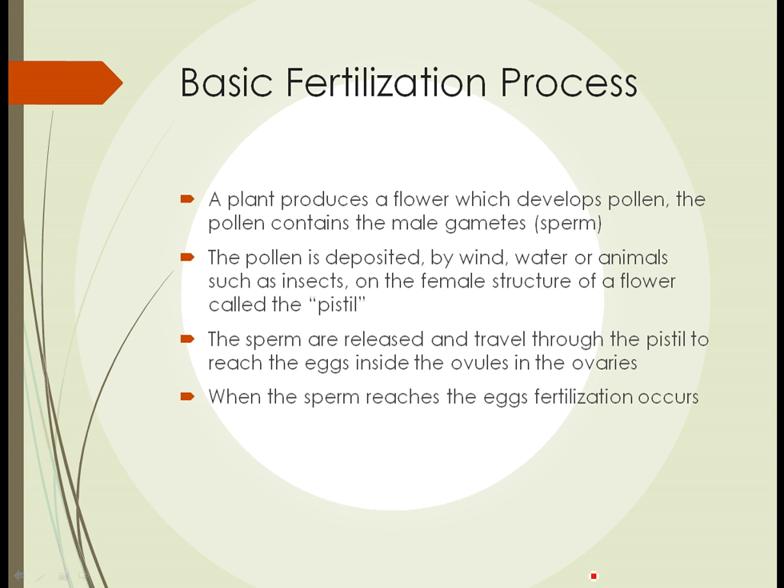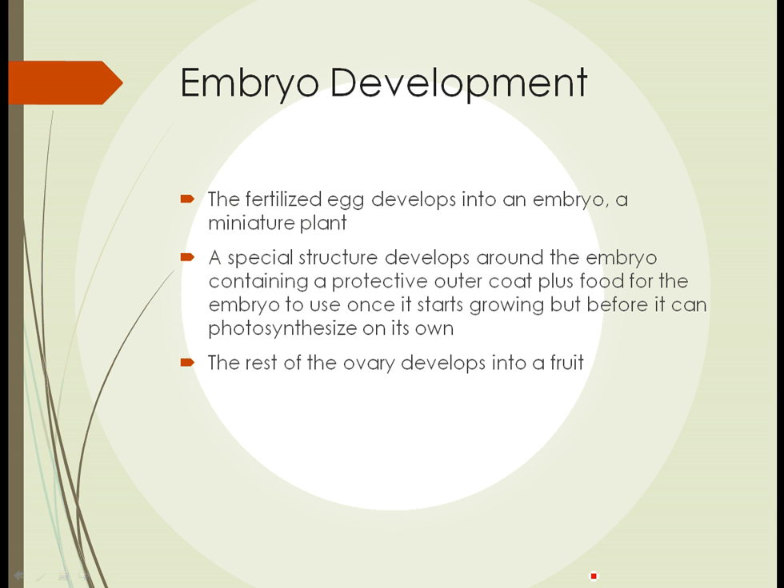So the basic process is the flower develops, and the pollen contains the male gametes, or sperm. Pollen is then deposited, either by wind or water or animals like insects, on the female structure of a flower called a pistil. The sperm are released from the pollen grain and travel through the pistil, the stigma, the style, down to the ovaries, and then eventually reach the eggs in the ovules and fertilize them. When the sperm reaches the eggs, just like in animals, fertilization occurs. The fertilized egg then develops into an embryo, which is essentially a miniature plant.